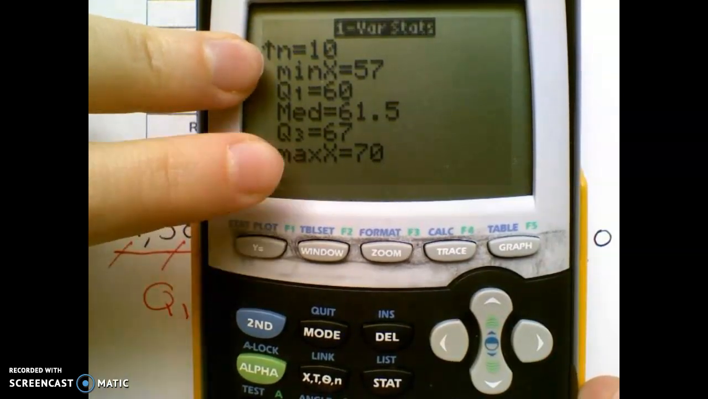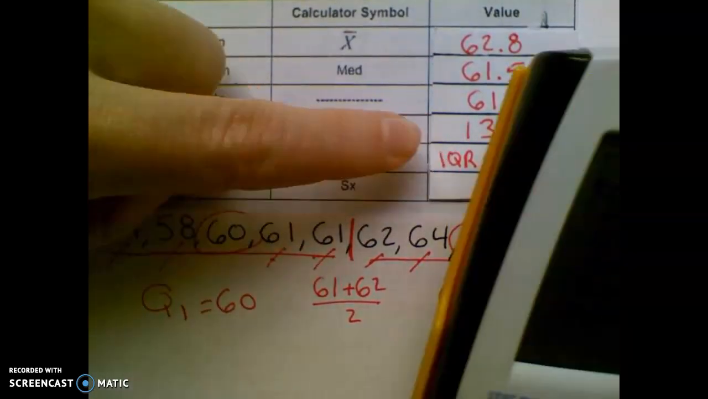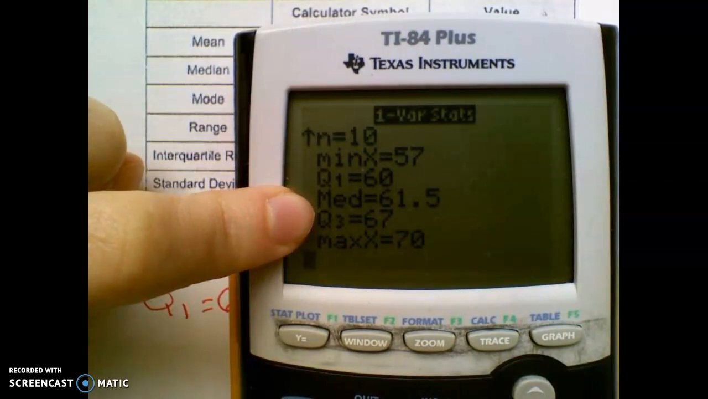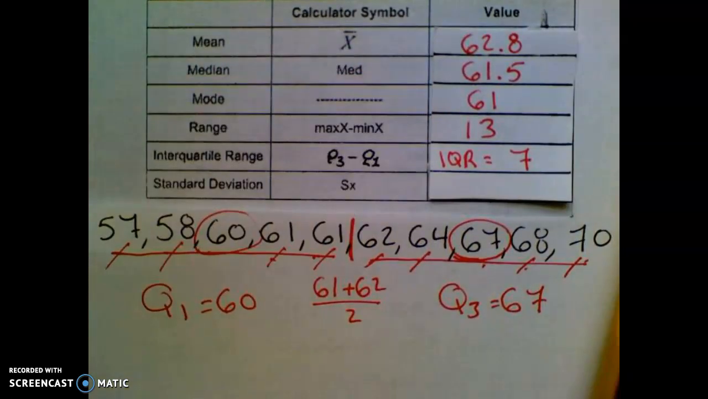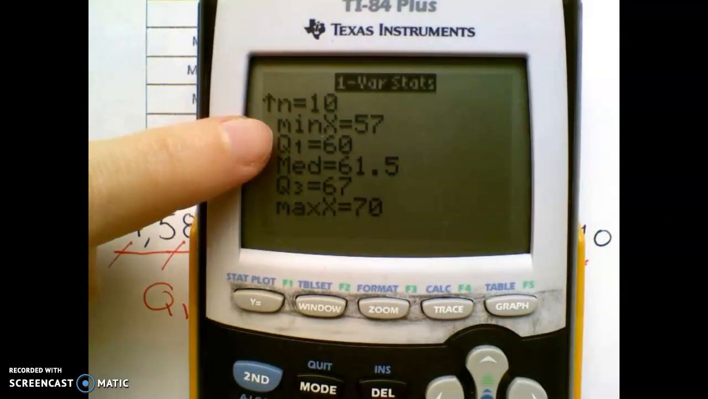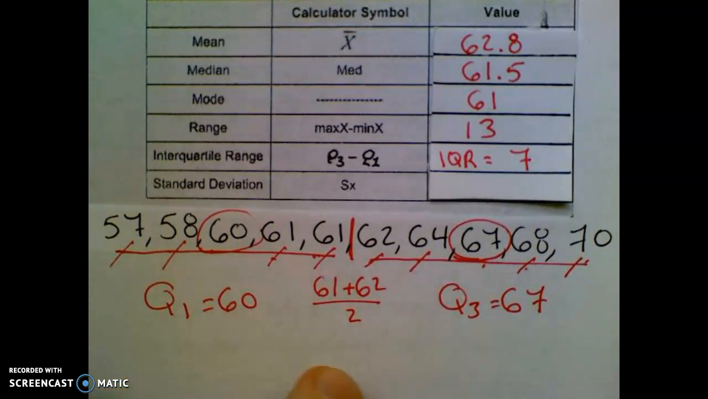So the range is 70 minus 57, and we found that. So we found 13. The median, we lined it up, but the median 61.5. We already calculated that guy there as well. And then the interquartile range is Q1 and Q3. Find the difference. We did that by hand, and we found interquartile range of 7.